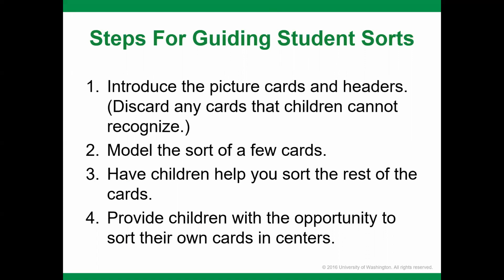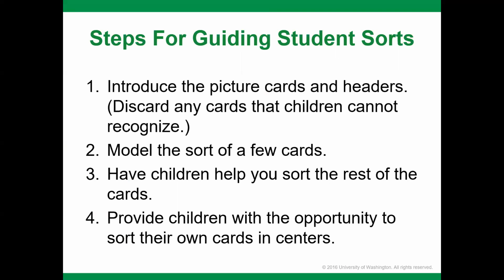And model the sort of a few cards. For example, if you're trying to help them learn syllables and you're categorizing based on syllables, you can model saying cat has a small amount of syllables, so it goes in the small amount of syllables category. But computer has a lot of syllables, so that would be in the a lot of syllables category. So you can model sorting out a few cards so they could watch you. Just like language development, children learn best through modeling, so they see what you're doing and they could follow.